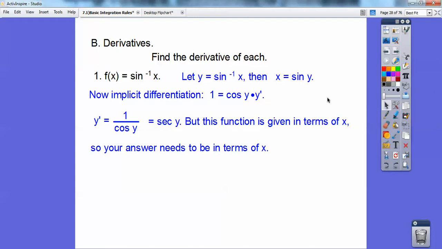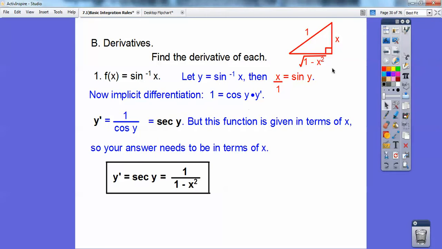So what we're going to do is set up my triangle again right here. The sine of y is opposite over hypotenuse, so there's opposite over hypotenuse. There's that third side using the Pythagorean theorem. We're looking for y prime, so y prime is the secant of that, and since the cosine is adjacent over hypotenuse, then the secant is going to be hypotenuse over adjacent.